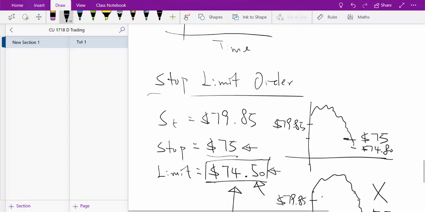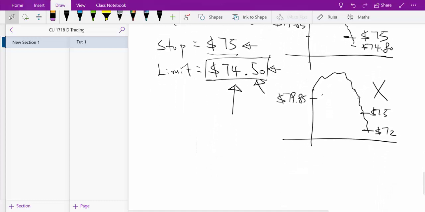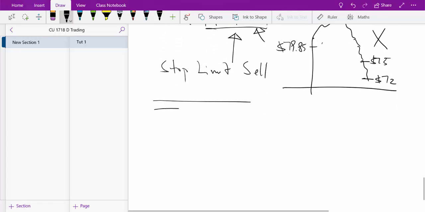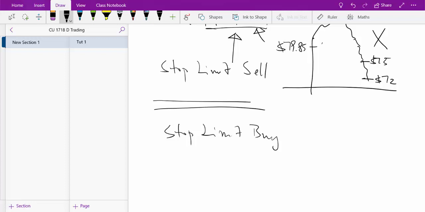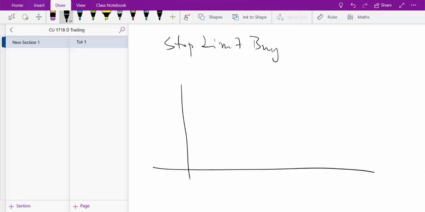Now it works the other way as well. This is a stop limit sell, or limit stop sell. You actually can have a stop limit buy as well. So this works in the other direction. So 79.85, and you have a stop to buy, let's say at 81, and you have a limit, now it's higher, at 82. And this is your stop. So sometimes you might do that.